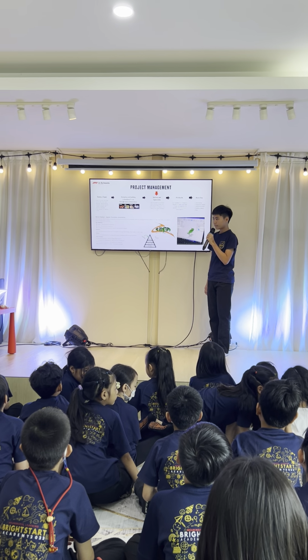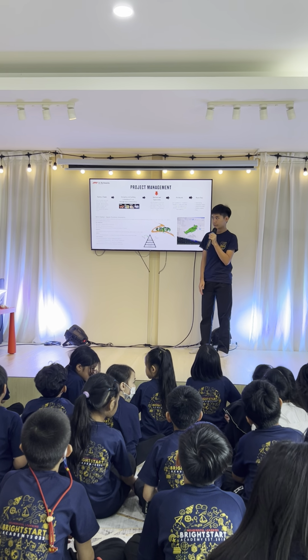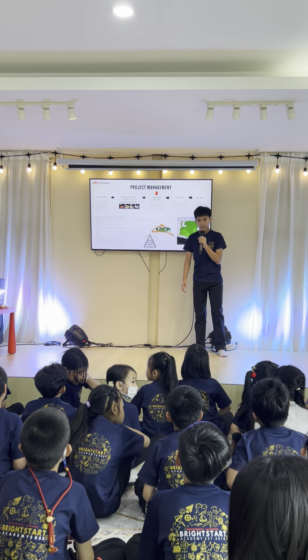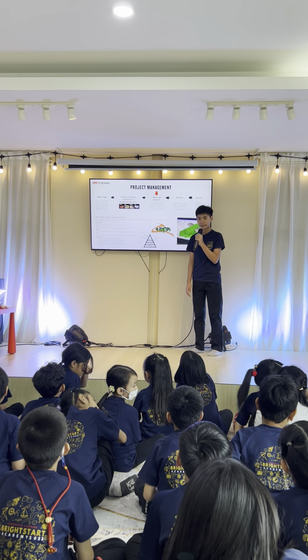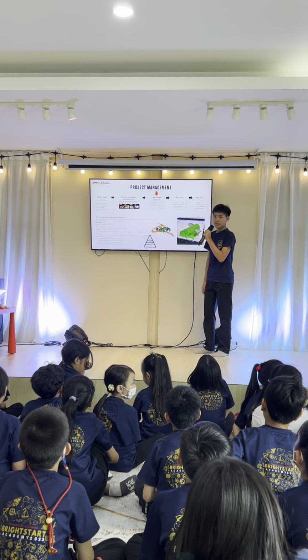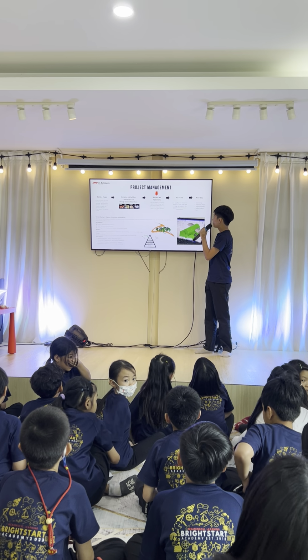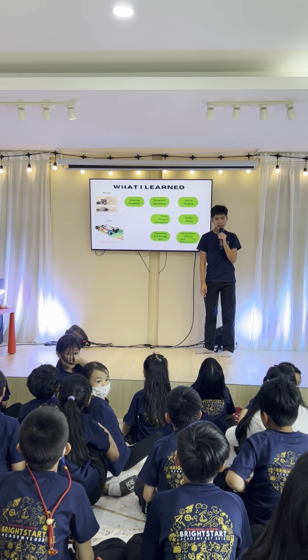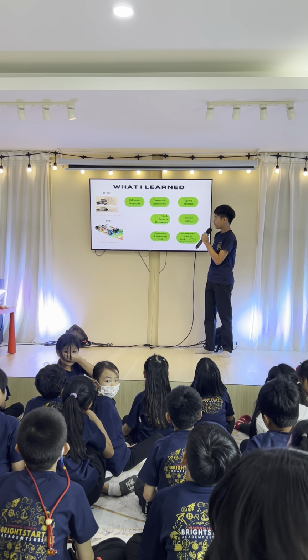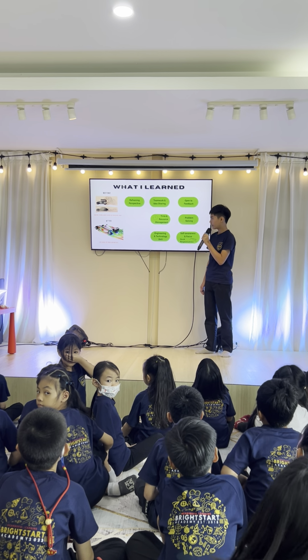Now we are on to project management, which is the main thing of F1 in schools. There are basically five main parts to it: forming a team, designing and building miniature F1 cars, business and sponsorships, creating a booth, and race day. And so these are what I learned. I will be focusing only on the important parts.